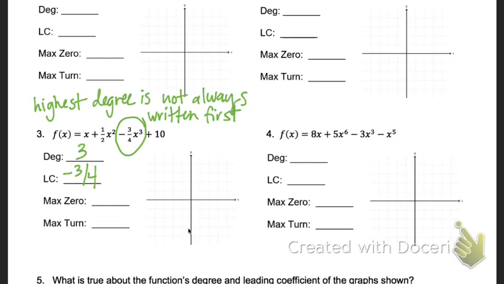So the maximum number of zeros could be what? 3. And the maximum number of turns could be? So for end behavior, degree is odd or even? Odd. Positive or negative? Negative. It's negative 3/4. So it's going to be up, then down. And it's going to kind of look like the second one.